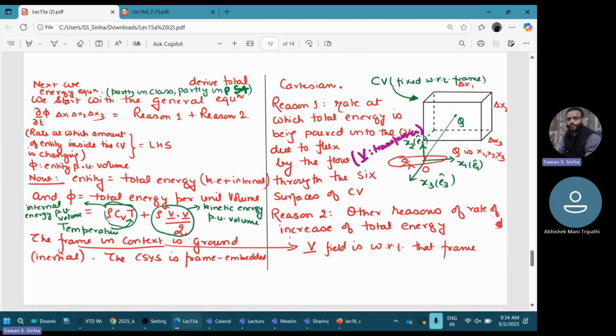Now, the differential form of RTT has two reasons, reason 1 and reason 2. Let's recall what reason 1 was: the rate at which total energy is being transported into the control volume due to the advective flux caused by the Eulerian background velocity field, through the 6 surfaces of the control volume. Reason 1 is always the advective flux of that entity through the control surface. Reason 2, in general, is other reasons because of which the total energy will increase.